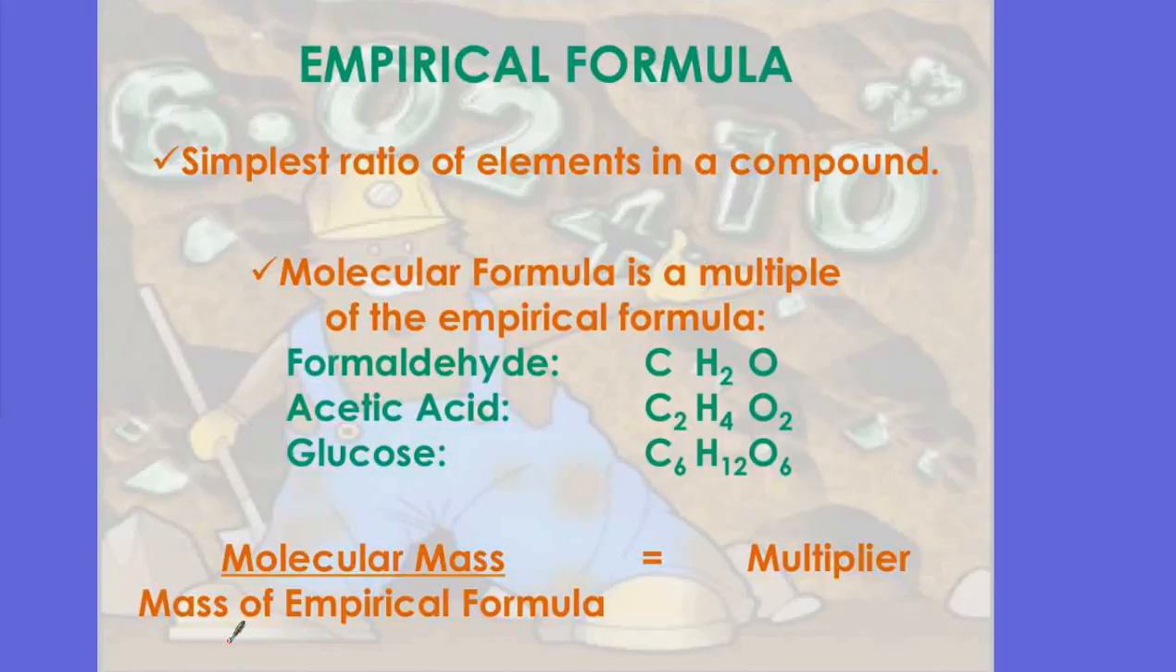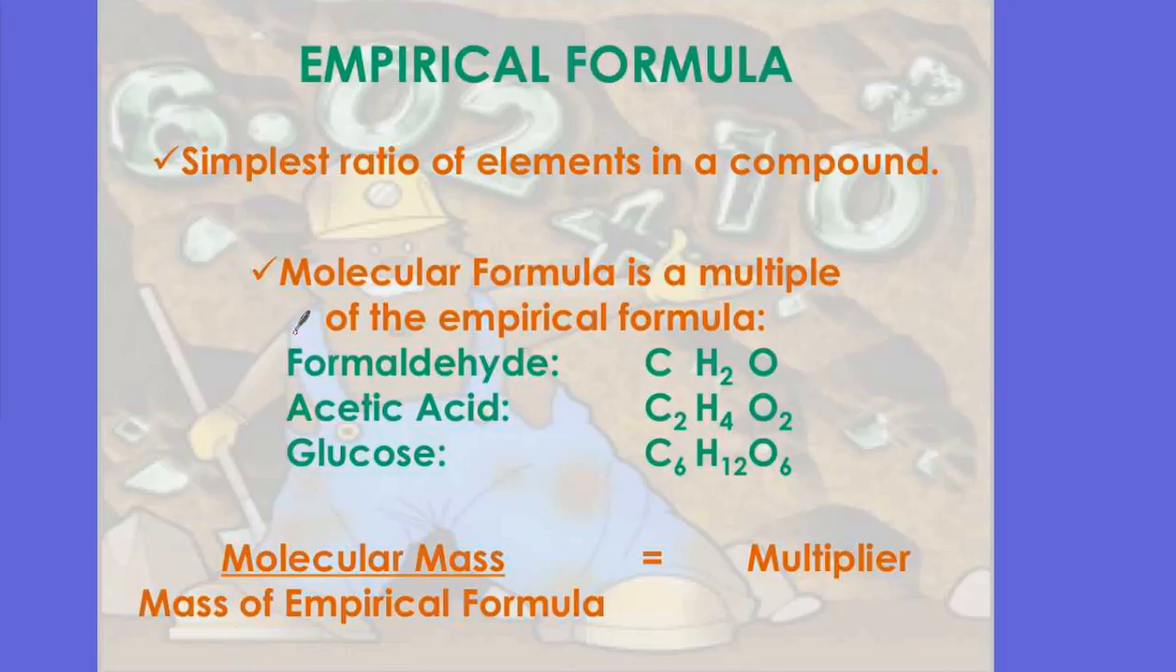Empirical formulas are the only new thing that we're learning this unit. Empirical formula means the simplest ratio of the elements in a compound. So if I have 3 compounds here, formaldehyde, acetic acid, and glucose, which one has the simplest ratio of the elements? Formaldehyde. How do you know that? Has the least amount of... Think of math terms. It's the most simple, the most simplified, the most reduced.